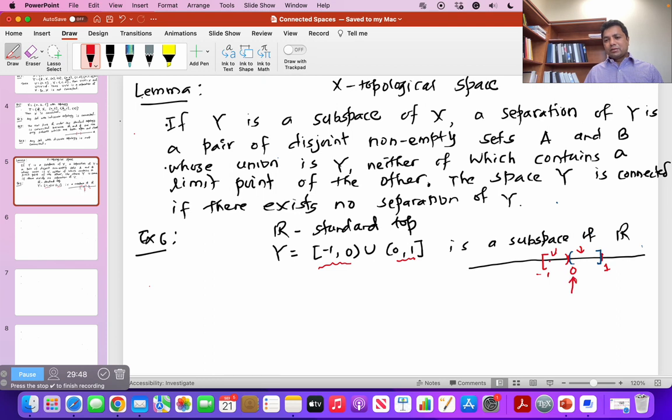The limit points for the first one go from here to here, and for the second one from here to here. You can see 0 is their common limit point, but 0 is not in the first set and also not in the second one. That means none of them contains a limit point of the other one, so these two intervals form a separation of this topological space Y.